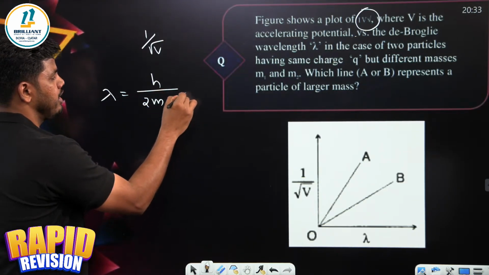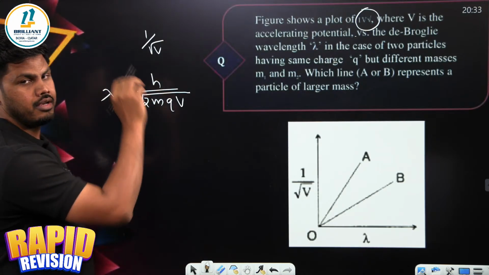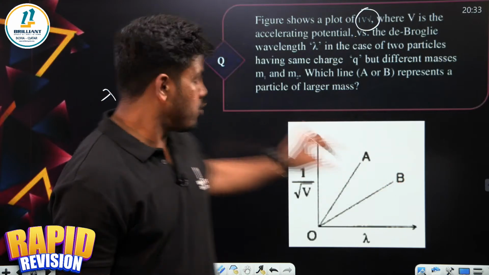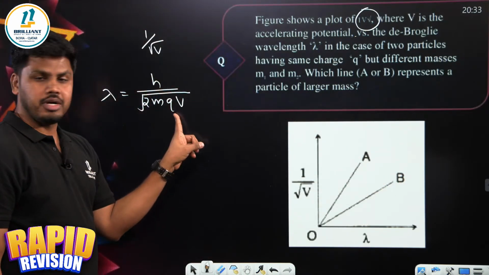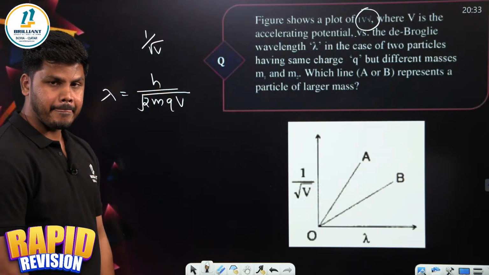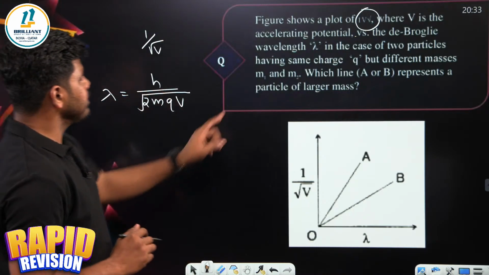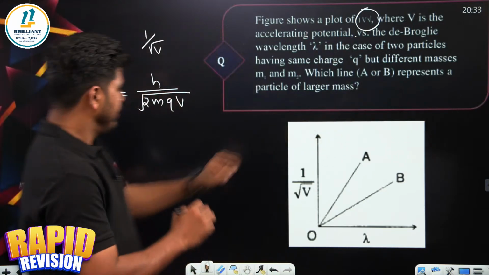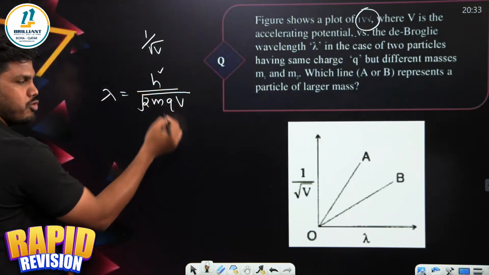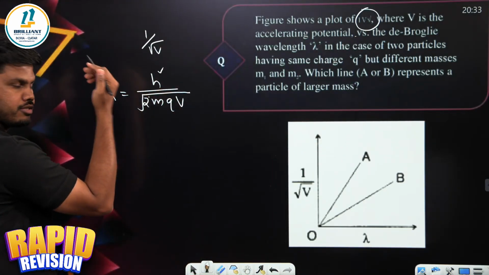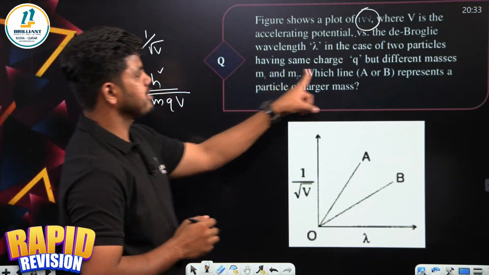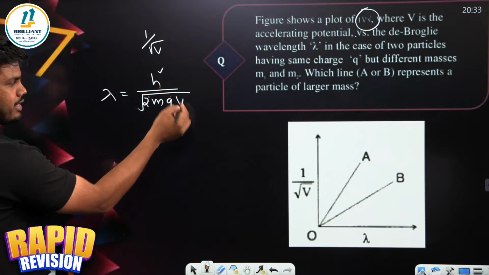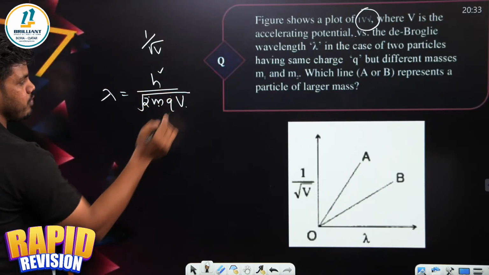I'll go for this equation because the graph is in terms of accelerating potential. So de Broglie wavelength is h by root of 2mqV. It is given that masses are different but charge is the same. So h will be same for both particles, 2 is a constant, same for both. Charge is also same as per the question, same charge q, but mass is different, right? So we can say only m and V are variables.